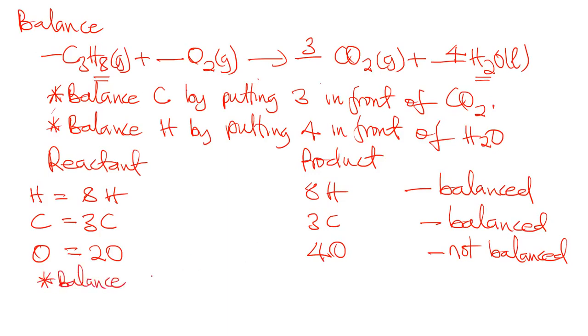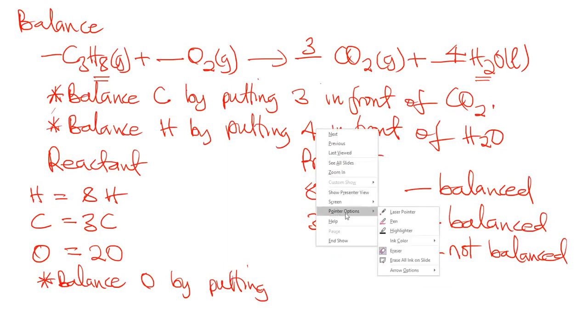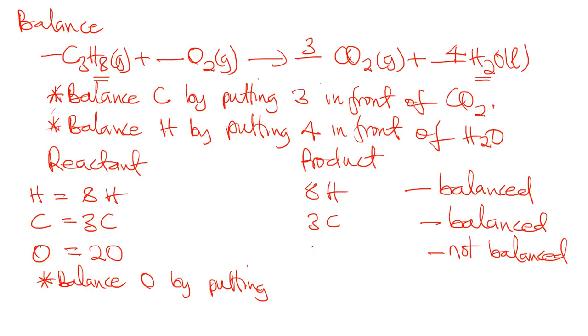So balance oxygen by putting the oxygen, the product. We have reactant, we have 2 oxygens here. The product, we have 4 oxygens from here, and 3 times 2, 6 oxygens from here. So we have 10 oxygen as our product, not 4 oxygen. So that was a mistake. So here we have 10 oxygen. So you also want to have 10 oxygen here.